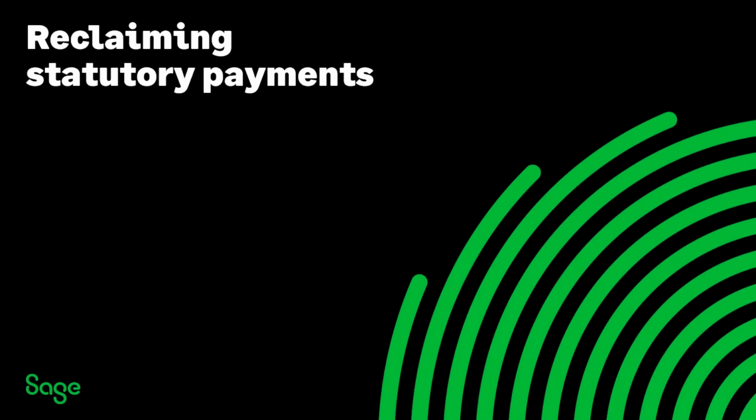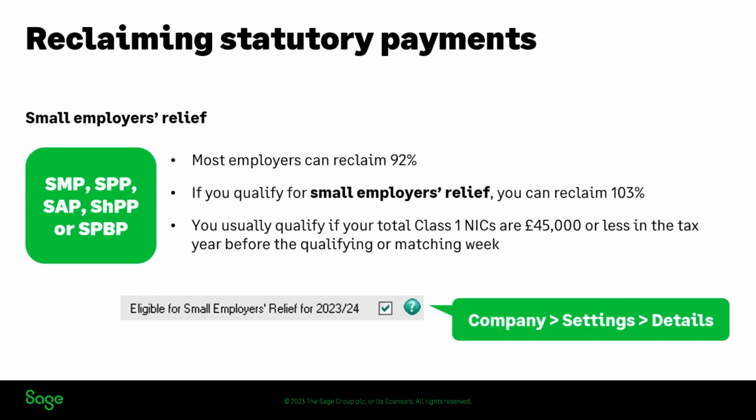So we're going to finish this demo on reclaiming the statutory payment. As a reminder, all employers can reclaim at least some of the statutory parental payments that are paid out. So that's maternity, paternity, adoption, shared parental pay, and parental bereavement pay. The standard reclaim is 92%, but if you qualify for small employers relief, you get 103% of the payment back.